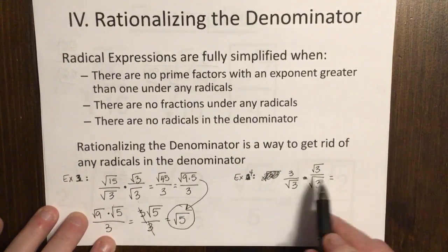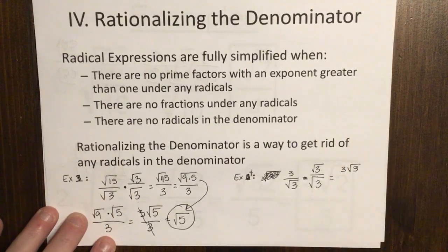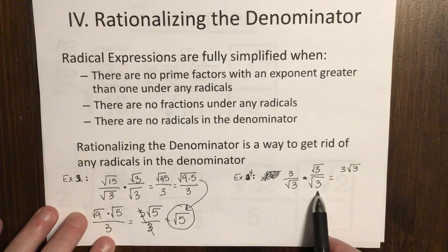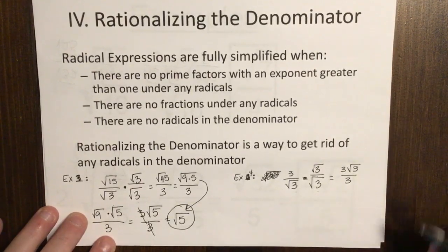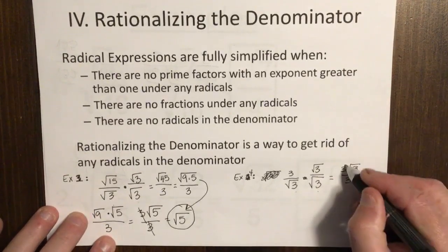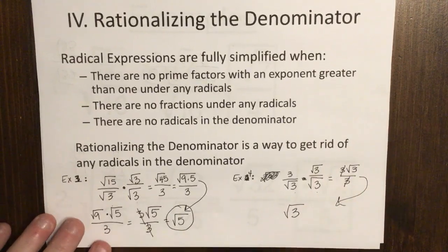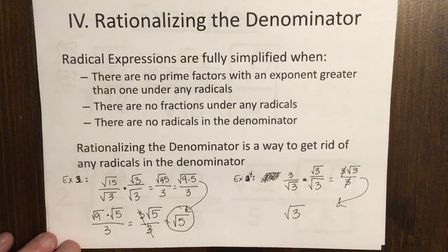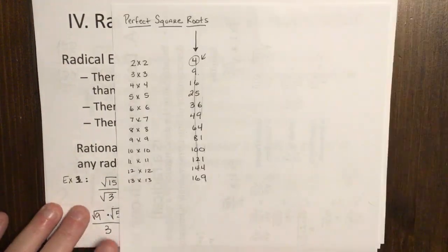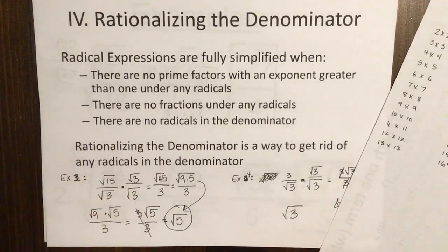So I end up with 3 times the square root of 3 is 3 square root of 3. Square root of 3 times square root of 3 is what's inside the radical. 3 in the top, 3 in the bottom, cancels. And what I'm left with is square root of 3. Okay? So, remember, you can't have a radical in the bottom. Remember these numbers. Okay? If you got a radical in the bottom, you multiply by the radical times the bottom and the top. Then you simplify.